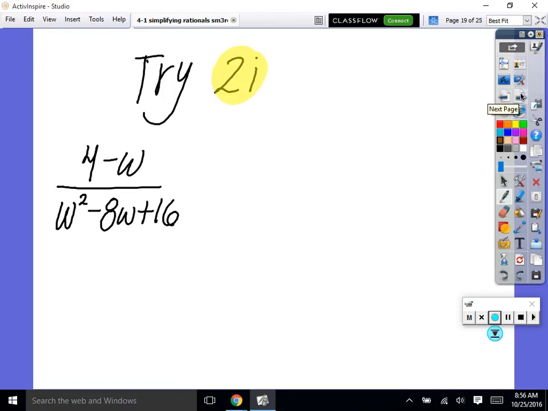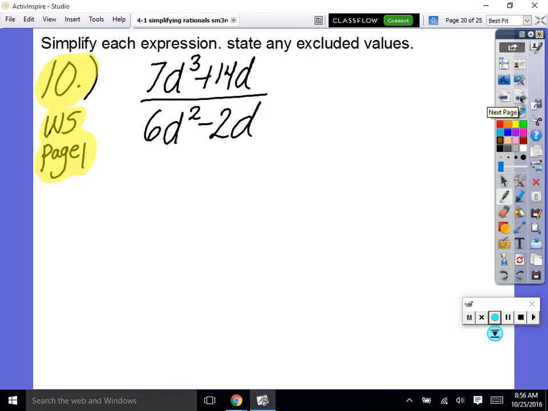We're going to keep going because I feel like you understand that. So we're going to go back to the worksheet. From here on out, we'll be working on the worksheet. So go back to your worksheet. Number 10. Let's go through number 10.